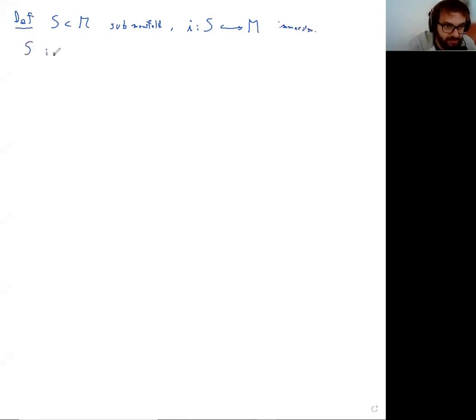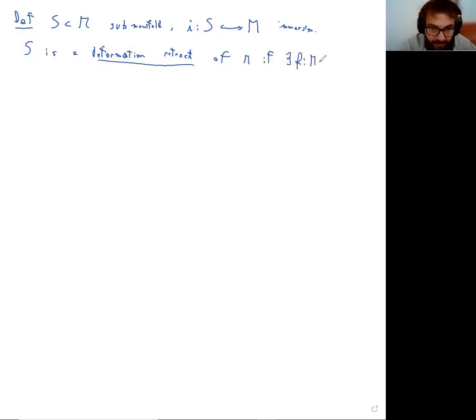we say that S is a deformation retract of M if there exists a smooth map F from M to S such that F composed with i, so this is a map from S to S, is the identity on S. And i composed with F, this is a map from M to M, is homotopic to the identity on M.